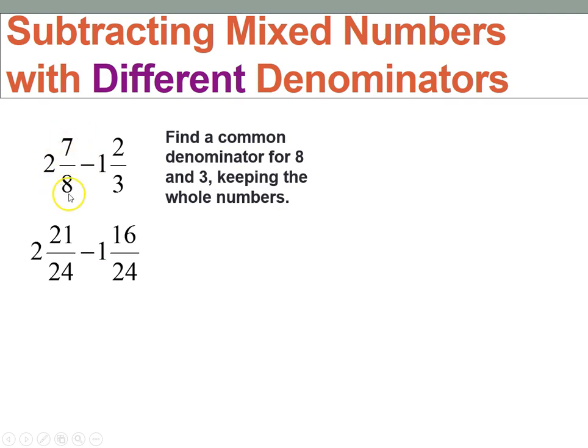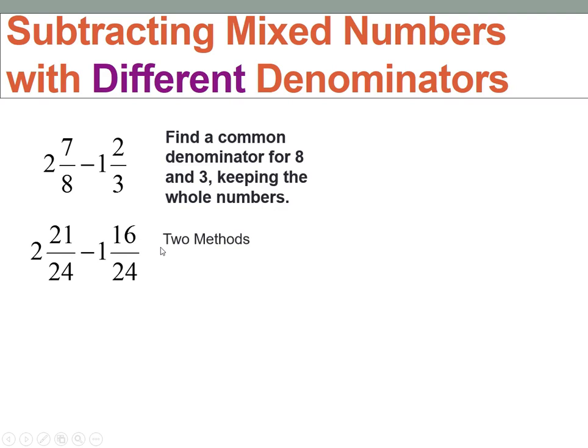I have not changed this to an improper fraction. So I need to find a common denominator. I have 8 and 3, and my common denominator is going to be 24. So I'm going to convert 7/8 to 21 over 24 by multiplying it by 3 over 3. And here I convert 2/3 to 16 over 24, and I did that by multiplying it by 8 over 8.